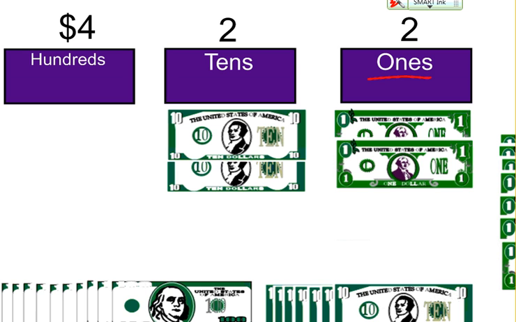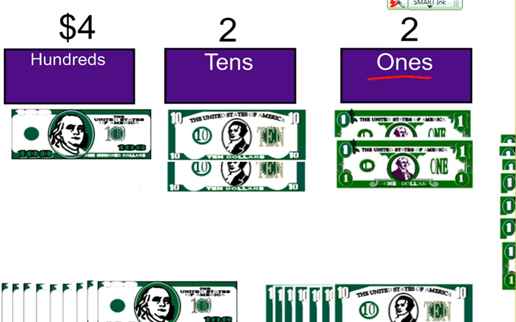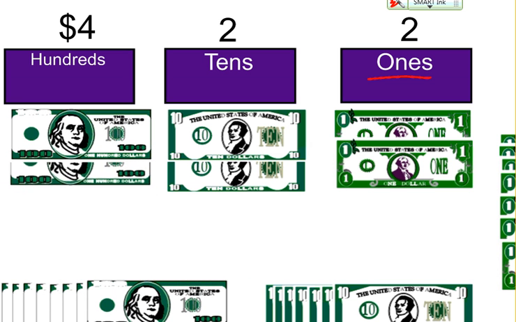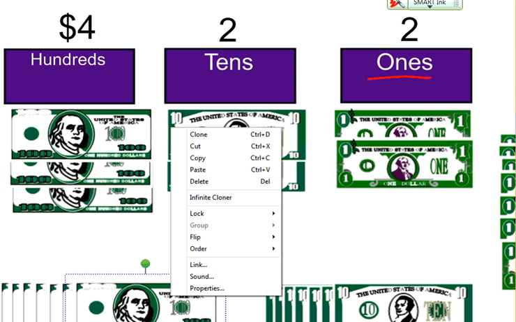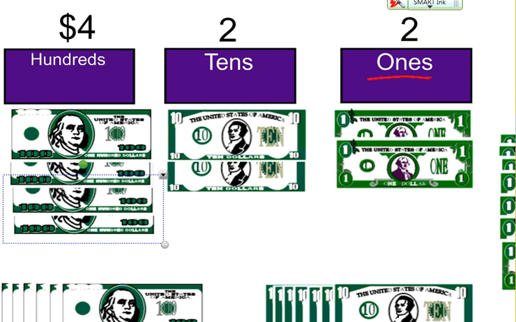And now we can add in this last idea of hundreds, and if I wanted 4, I would need $100 bills. So I'd have 4 $100 bills. And by looking at that, I can see the 4 hundreds, I can see the 2 tens, I can see the 2 ones. And so money can be represented in that fashion.